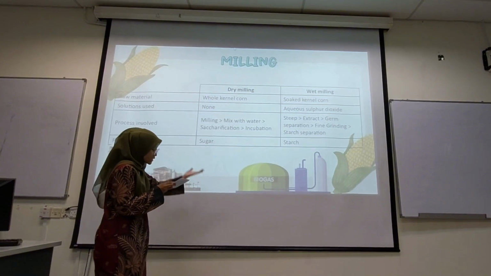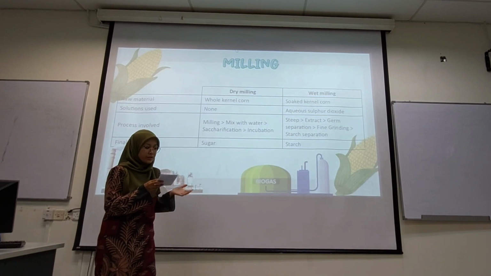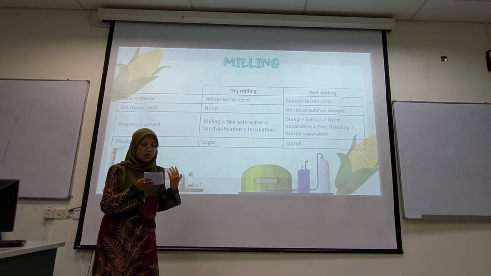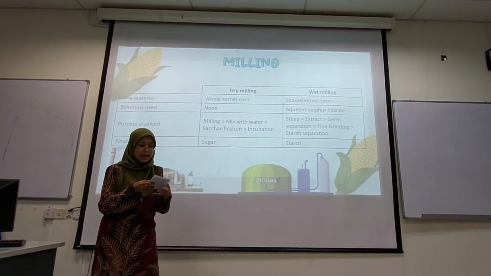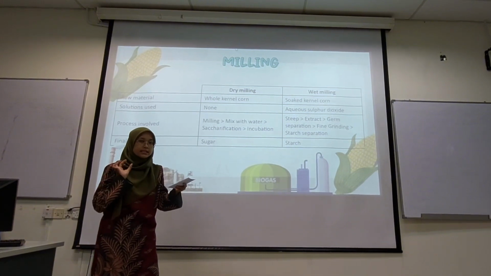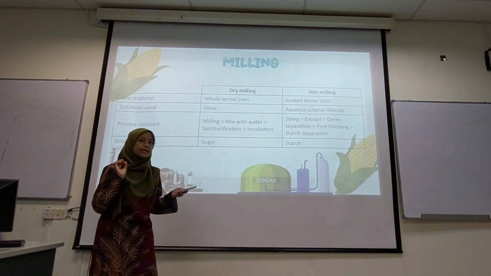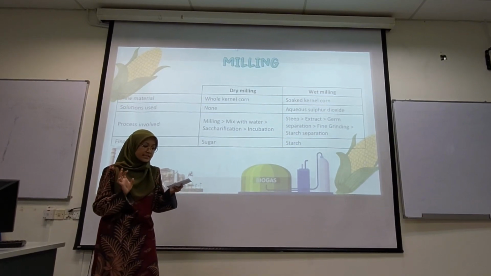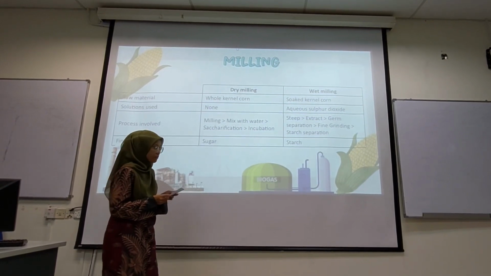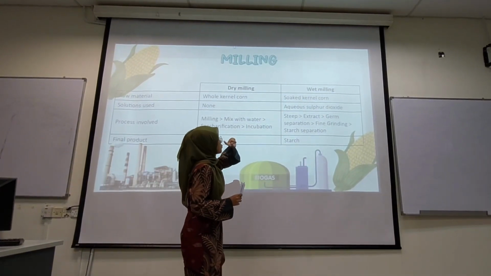And then for the incubation, when the starch is already smooth, we will incubate it with thermostable alpha-amylase to form dextrin. And lastly, we incubate it at a low temperature, around 50 degrees Celsius, with the enzyme glucoamylase to form sugar. Okay, and then we can go through to the next point, which is wet milling.